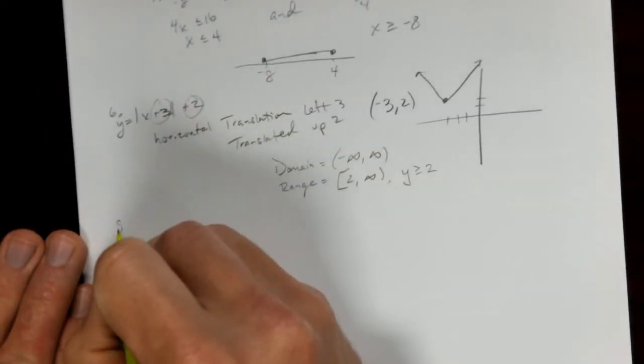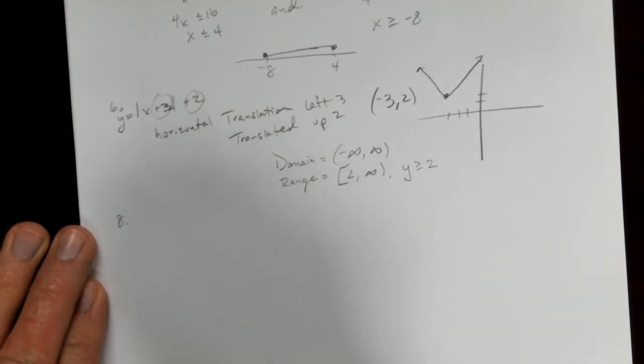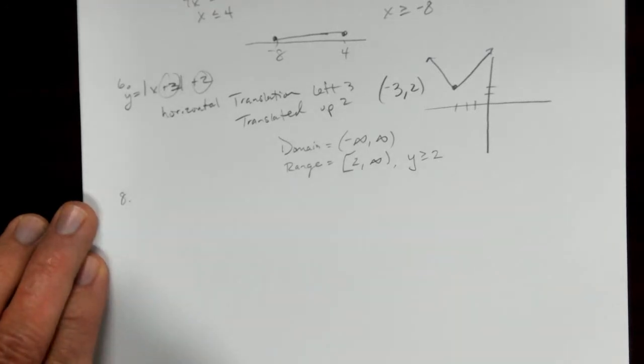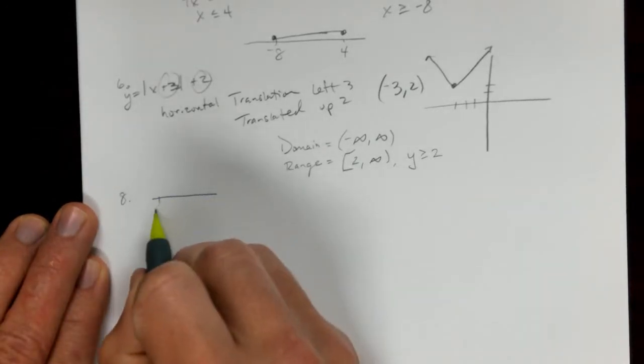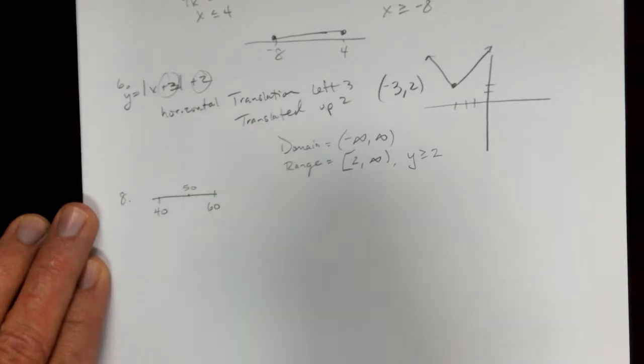Let's go to number 8. Okay, number 8 says a pet shop has a self-service food counter. The counter has a minimum of 40 pounds of dog food and a maximum of 60 pounds of dog food. What is the absolute value inequality that represents the amount of dog food that the store has at any given time? Okay, so we have a minimum and we have a maximum, right? So we know that my dog food needs to be between 40 and 60.